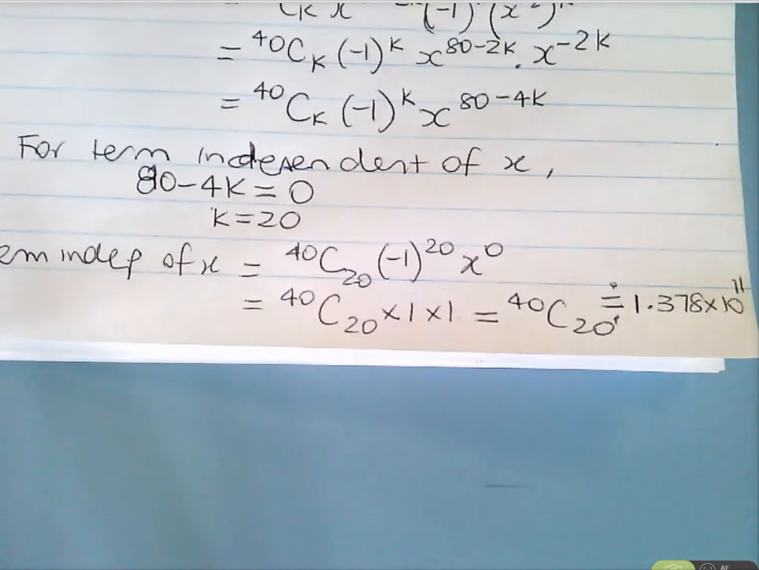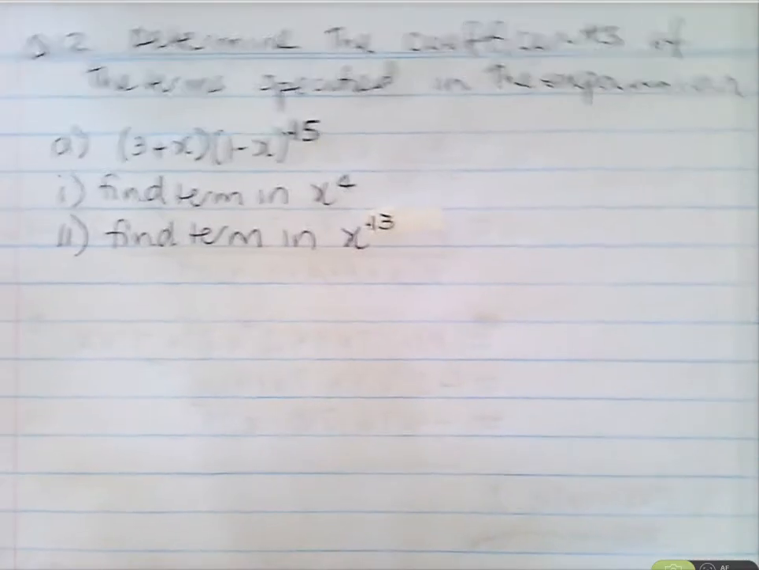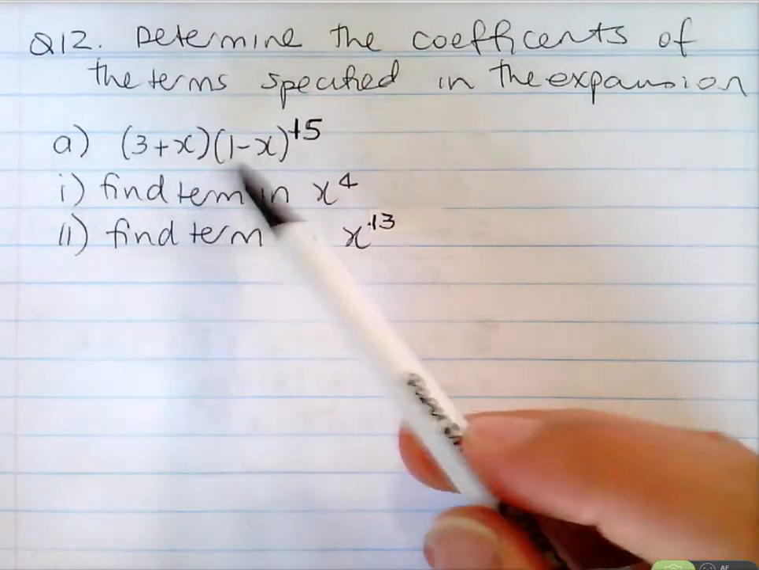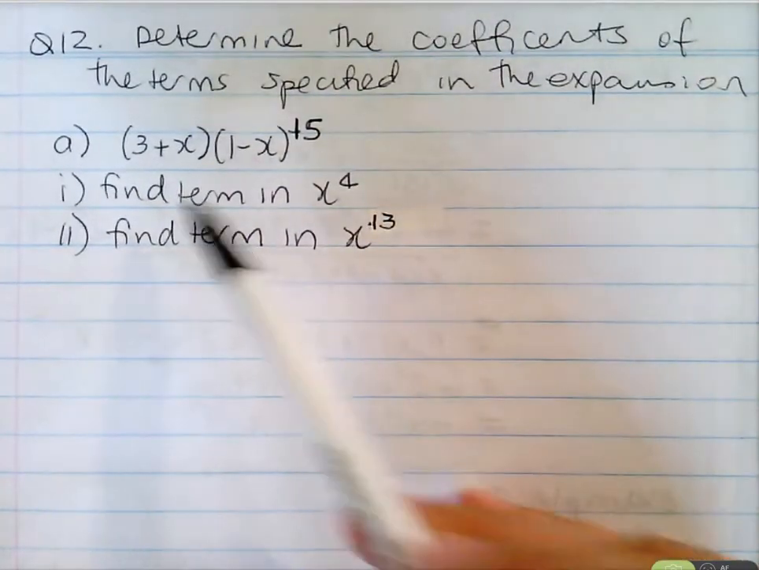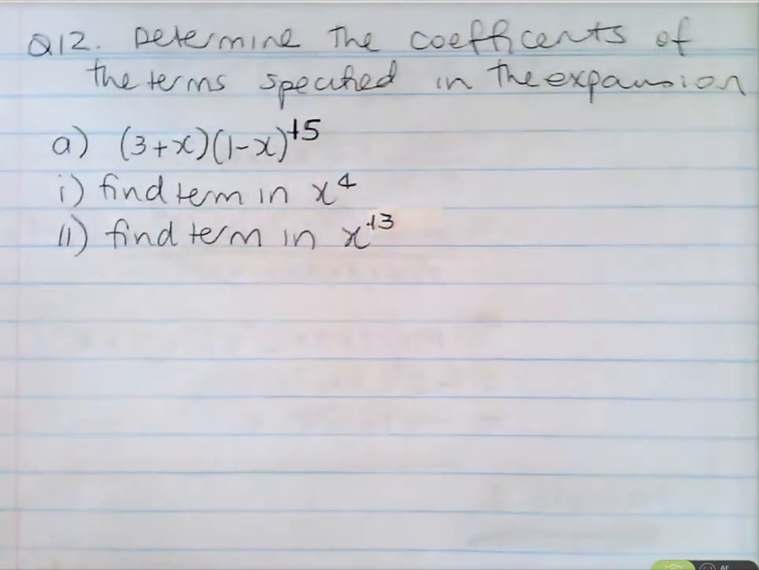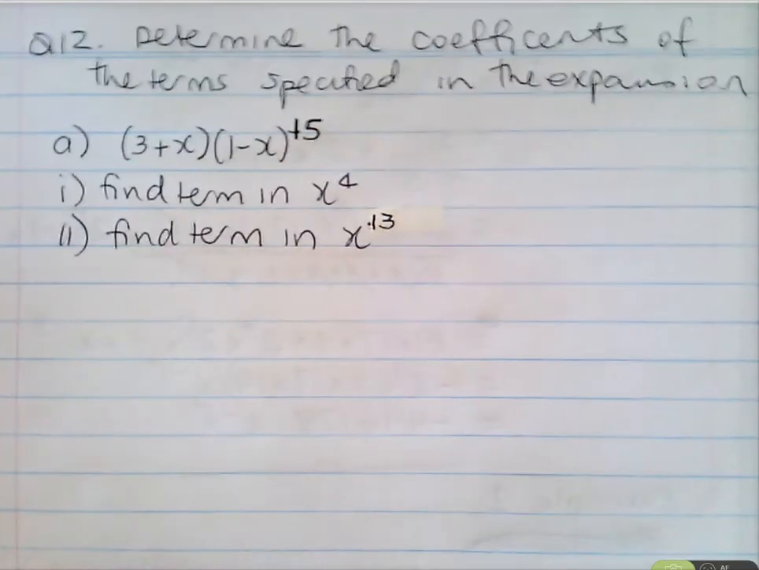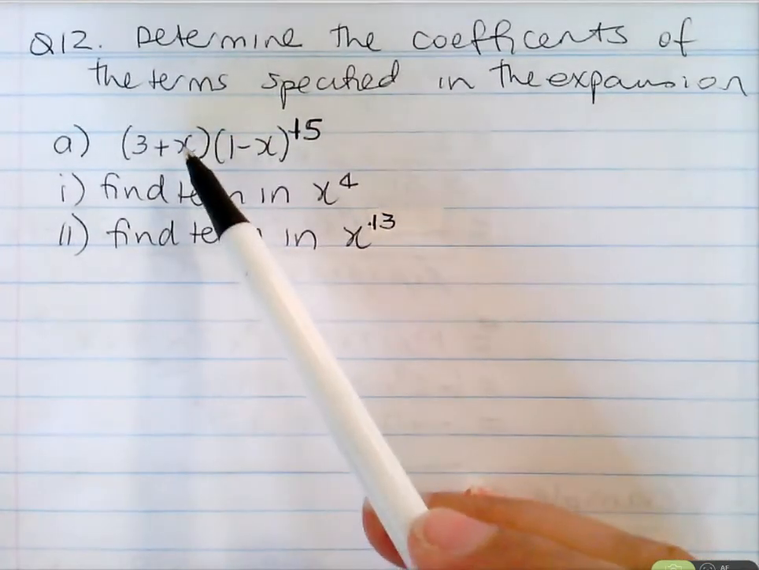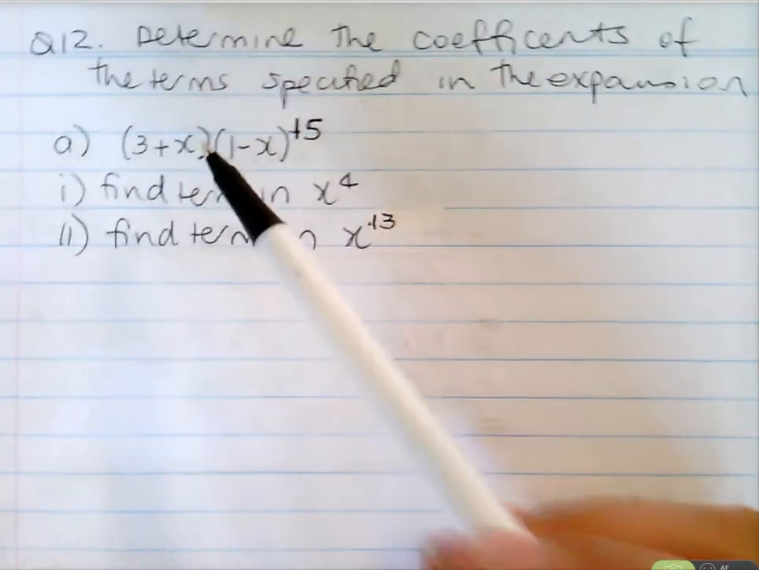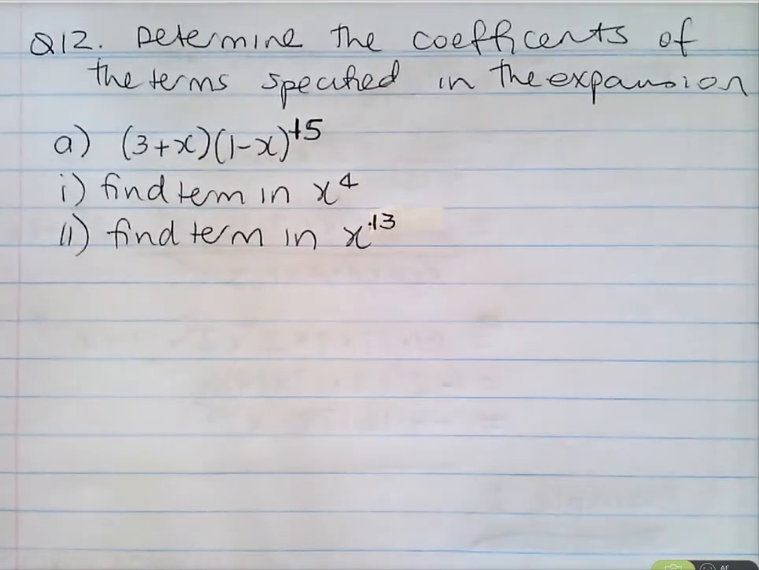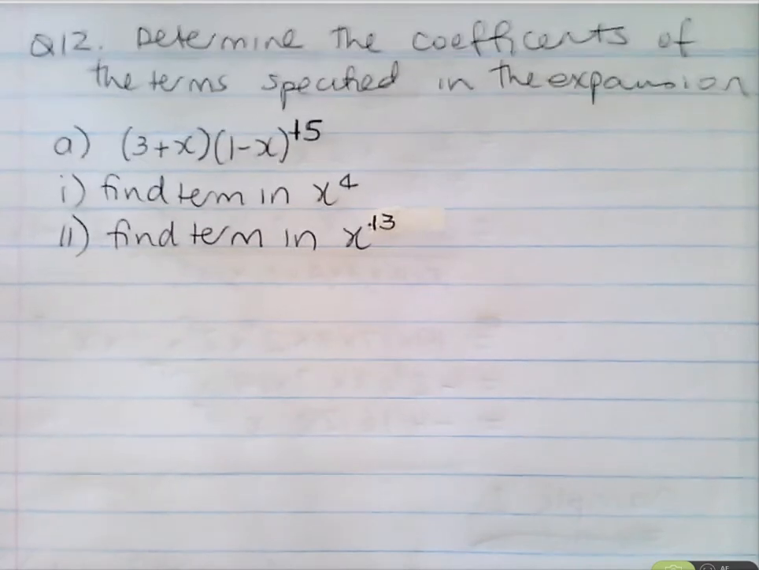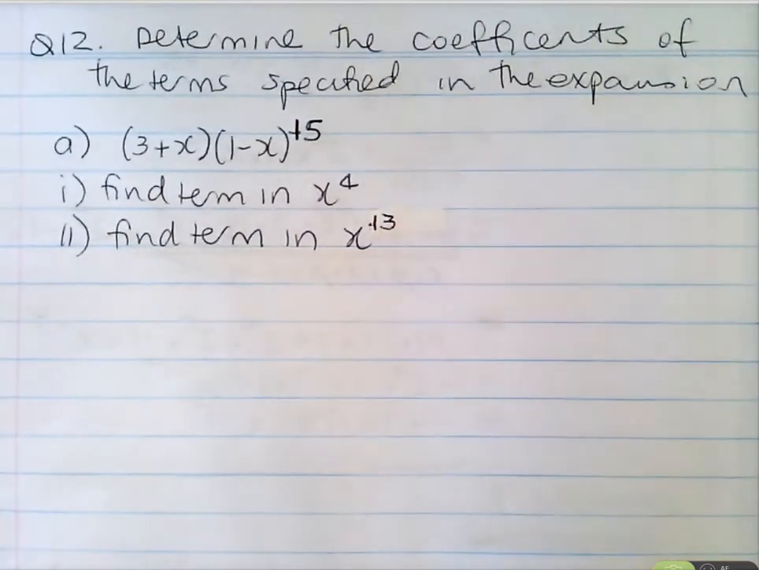Do another one. Coefficients of the terms specified in this expansion: 3 plus x times 1 minus x to the power of 15, that times that. I want the term in x to the 4. If you want the term in x to the 4, girls, there are two ways to get it. I suggest we listen very carefully. That's a 13, that's a 15.